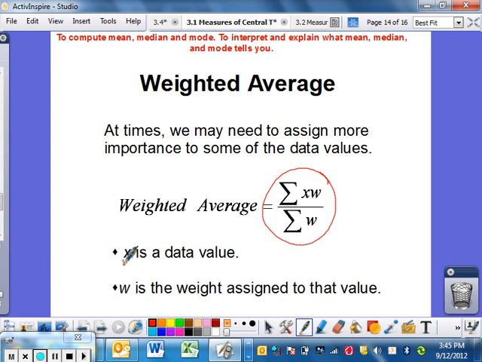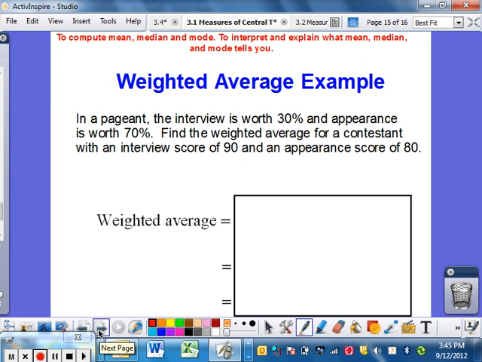X is just a data value. W is the weight assigned to that value. So just as an example, how about in a pageant? An interview is worth 30% of the score. Appearance is worth 70% of the score. Find the weighted average for a contestant with an interview score of 90 and an appearance score of 80.